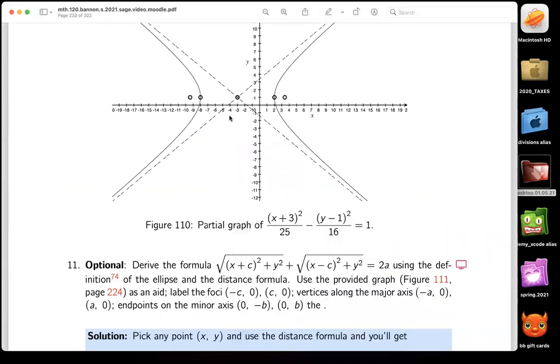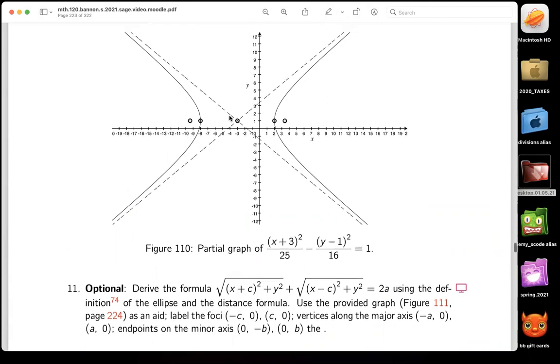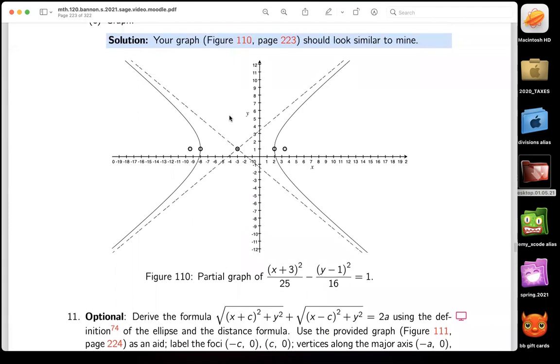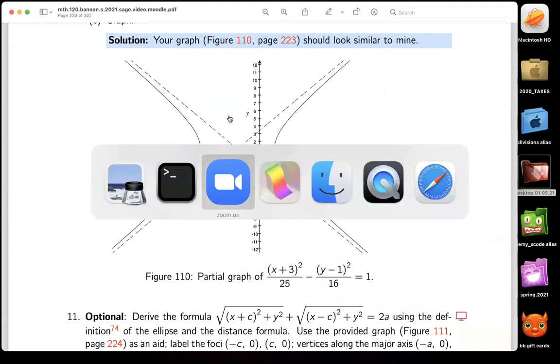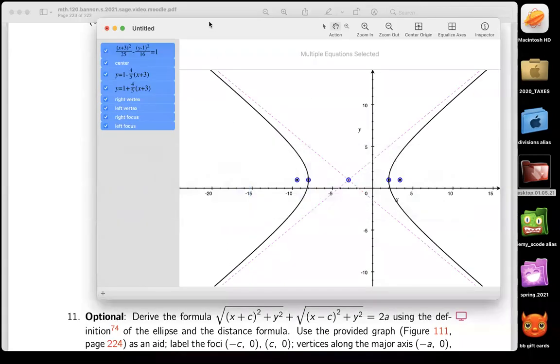The picture in my notes is far better than the picture that Sage gave me. Now, I'm not saying you can't get Sage to make a nice picture too. I'm just saying it takes a lot of work to get there. All right. So I want to go to commercial software, and I'm going to go to Grapher.